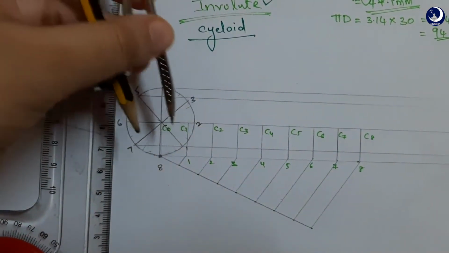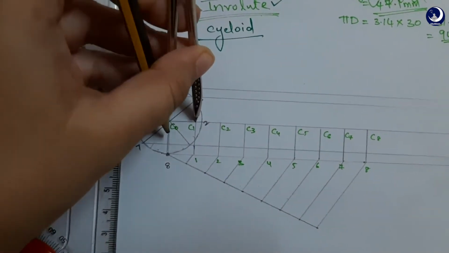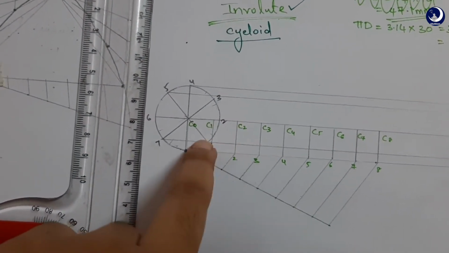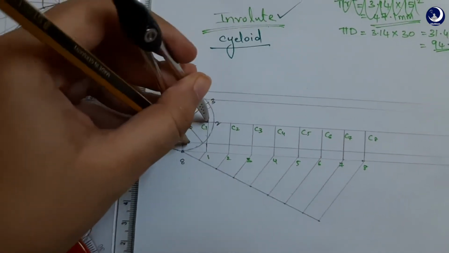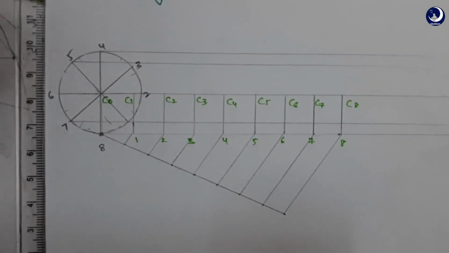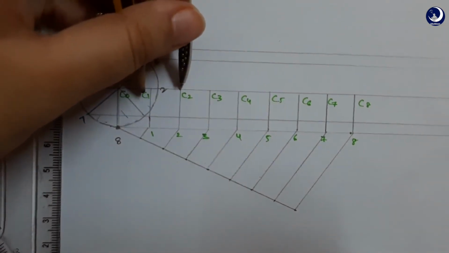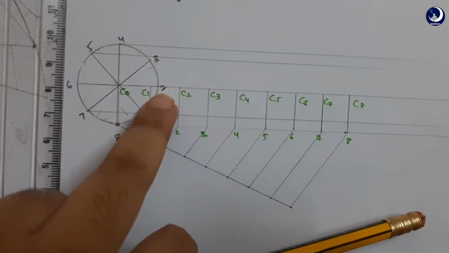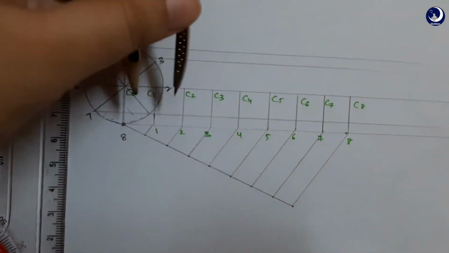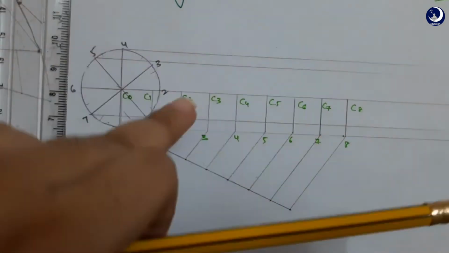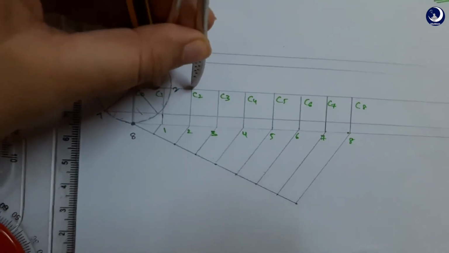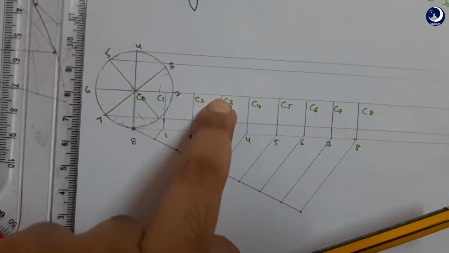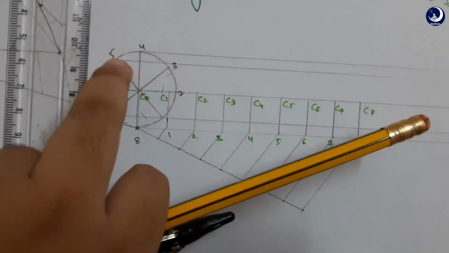Now with 15 mm as the radius and the new center C1, I am going to cut an arc on the line passing through point 1, that is this line. C1 as center, like that. Next, same radius, C2 as center, I'm going to cut an arc on the line passing through point 2. So this is the line passing through point 2, C2 as center. Same radius, C3 as center, I'm going to cut an arc through the line passing through point 3, that is this line.